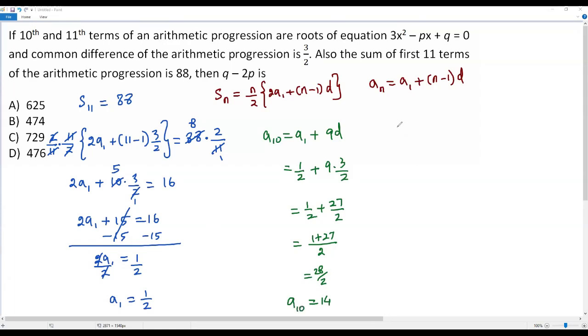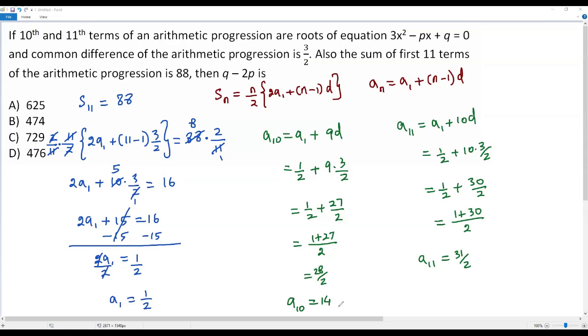In the same way, we can get the value of the 11th term, a11. We plug in n = 11 here. Then I'm getting a1 + 10d, since 11 − 1 is 10. Now I can plug in the first term 1/2 + 10 times the value of d, which is 3/2. Then I'm getting 1/2 + 30/2. We take 2 as the common denominator, giving 1 + 30 in the numerator. Then I'm getting 31/2 as the value of the 11th term. Now I got the value of the 10th term, 14, and the value of the 11th term, that is 31/2.